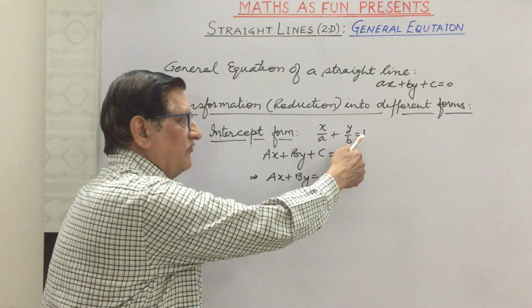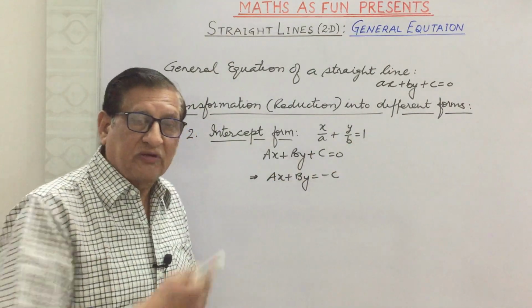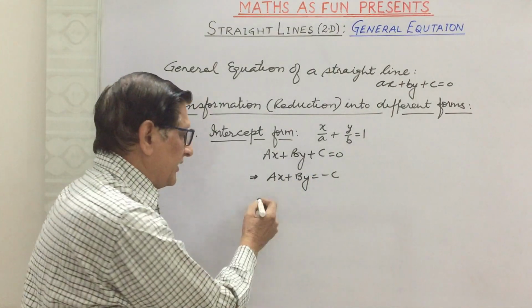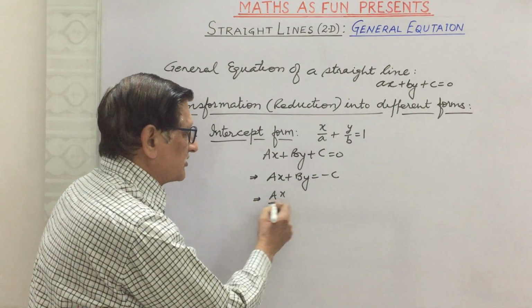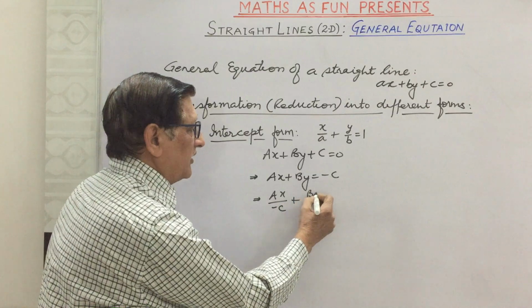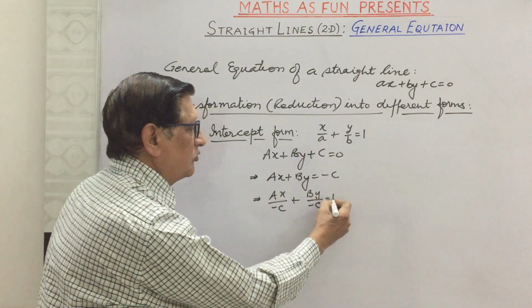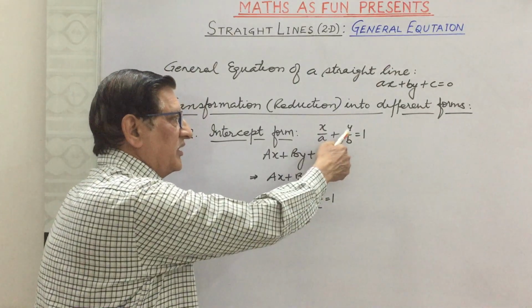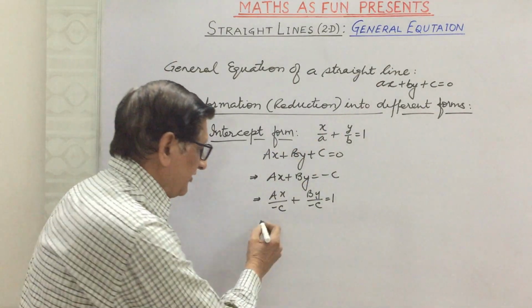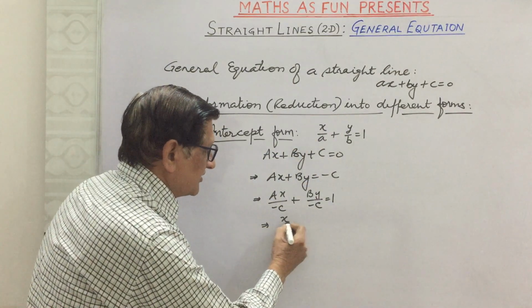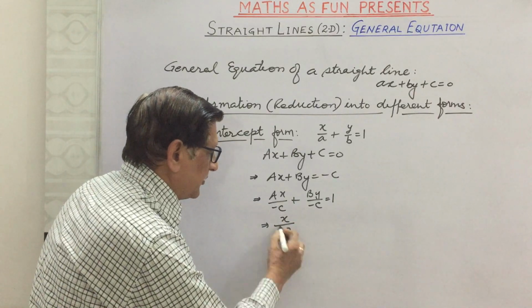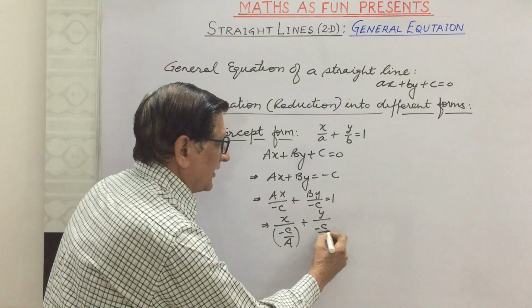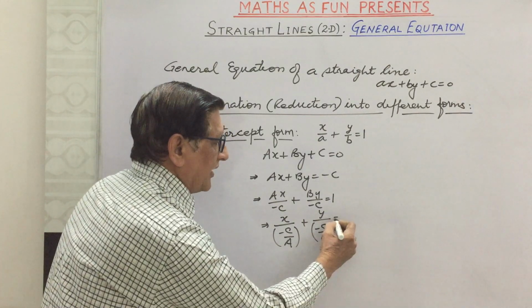Now we want only one here. So what we will do? We will divide the equation by minus C, and hence we are getting here Ax upon minus C plus By upon minus C equal to 1. We want only x and y in the numerators here. So what we will do? We can write this as x upon minus C upon A plus y upon minus C upon B as 1.